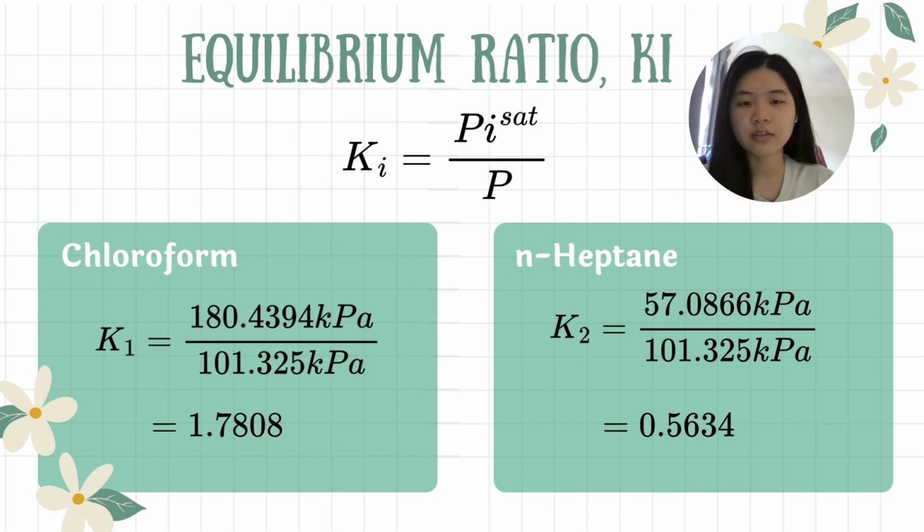So a K value greater than 1 indicates that the component tends to enter the vapor phase, while a K value less than 1 indicates that the component tends to remain in the liquid phase. Therefore, the chloroform is more volatile and preferentially enters the vapor phase, while the n-Heptane is more concentrated in the liquid phase.